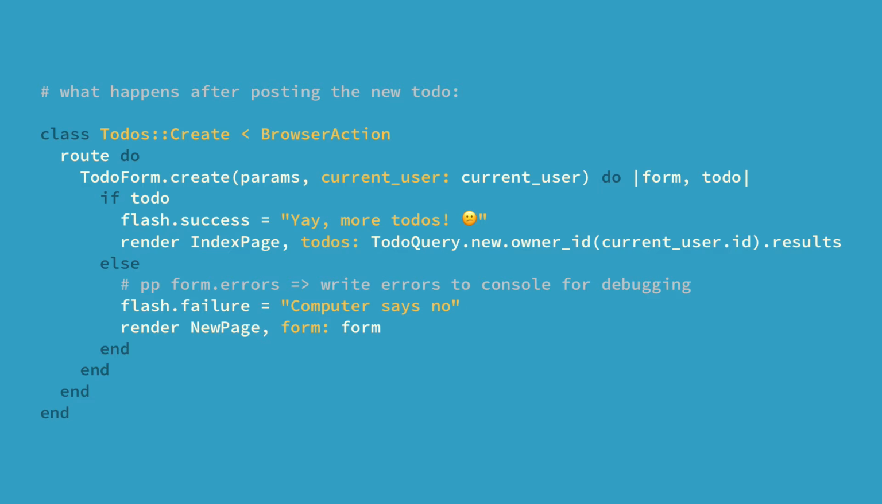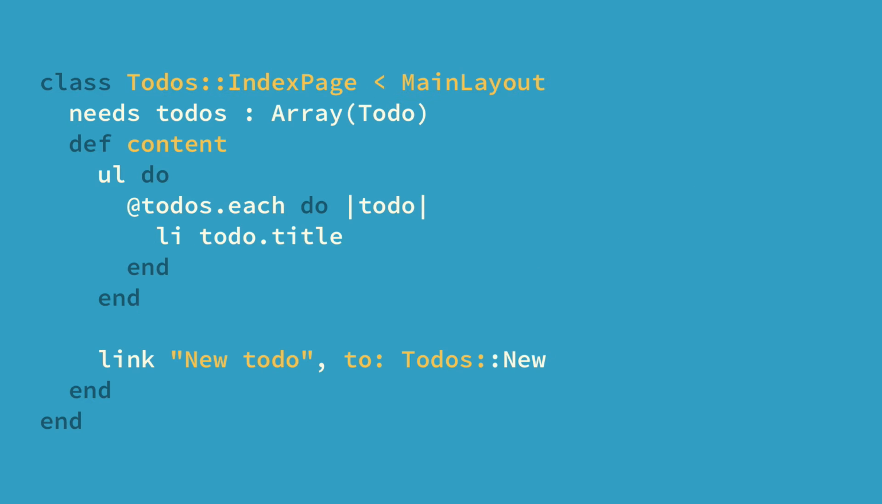And if it doesn't work, we just render again the new page with the form, the same one that we passed in. So we have still our content in there, like the title doesn't change. Next one is the index page. Like we follow the happy path. We created our to-do. Yay! So this is our index page.